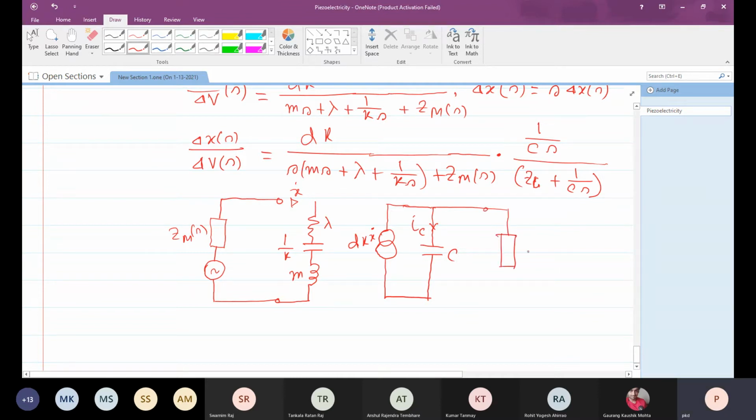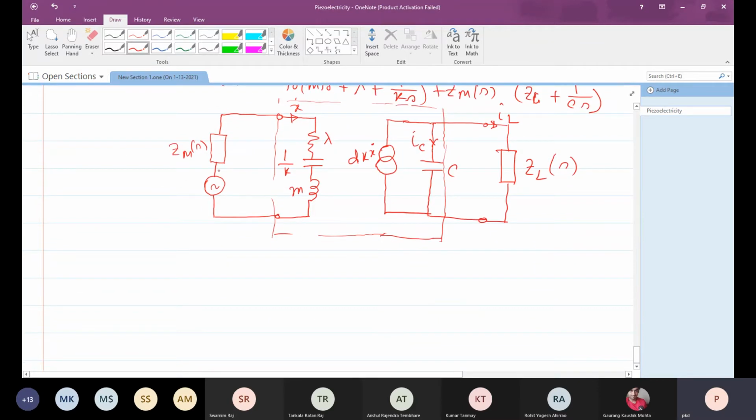And if we have some measurement circuit with a load impedance ZL, so these two parts are coupled. The representation of the piezoelectric crystal. The other side is the interface. So this is the mechanical interface, and this side is the electrical interface.